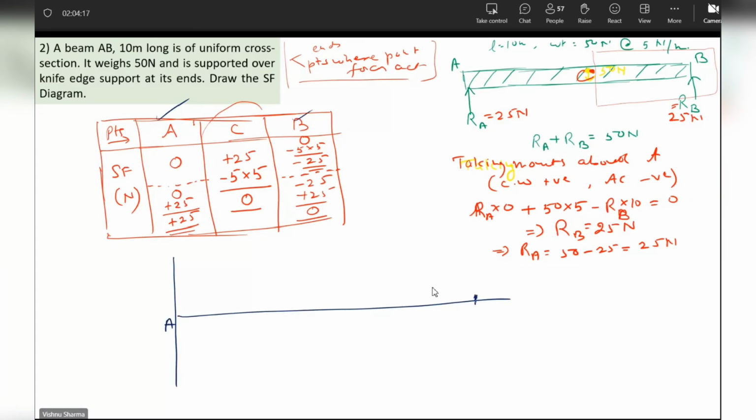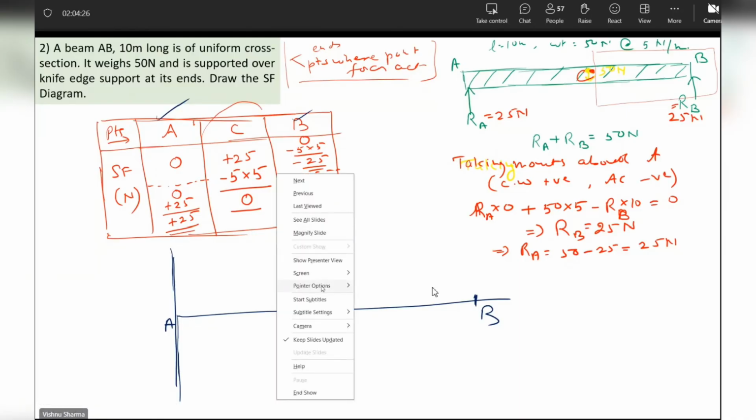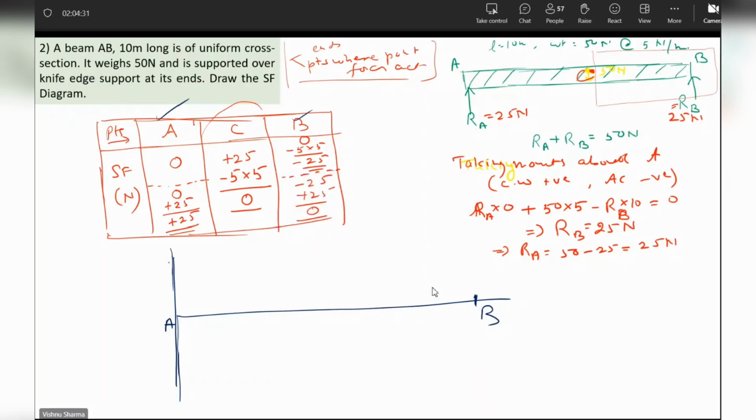A, B. I have not done anything now. Okay, beta. What happens at A? At A, it goes from 0 to plus 25, right? Correct, beta? So let us say this is plus 25, this is minus 25. At A, it goes from 0 to plus 25. Which is the free end of this line? I'm circling this end, the free end, which has to be joined to the next end.